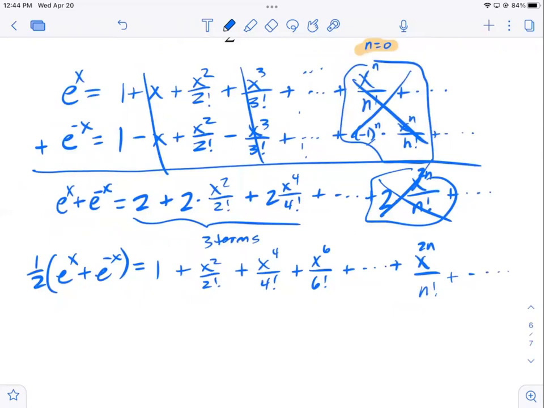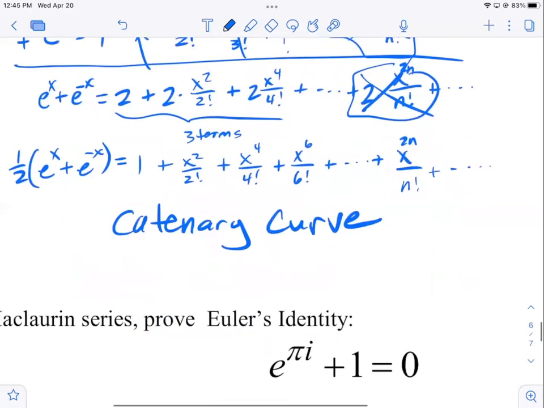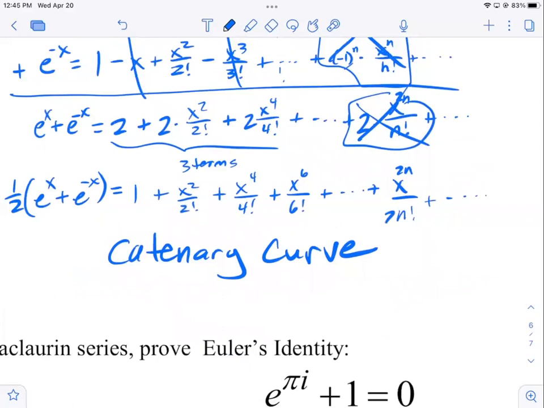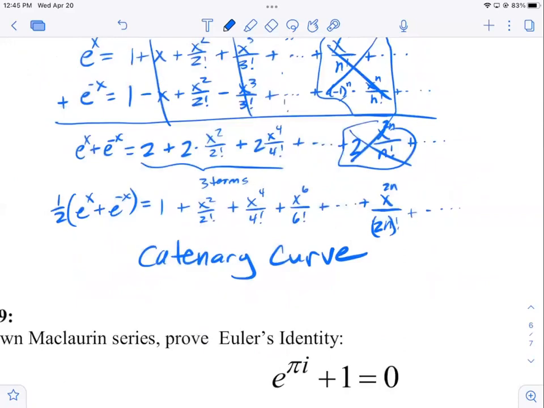In fact, this looks a whole lot like what? It looks like cosine, but it's not cosine because cosine alternates and this one doesn't. This one is called a catenary curve. Catenary curve. Yes, sorry. I wasn't paying much attention at the end. Typical me. Okay, so there you go.